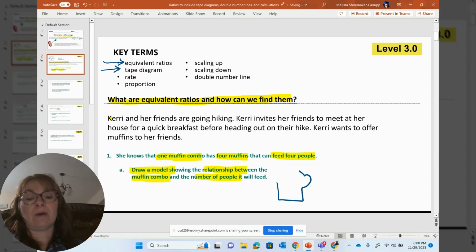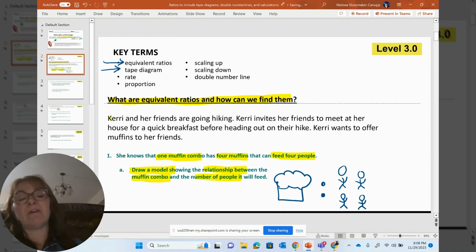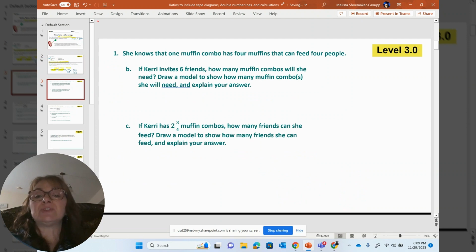So I have a muffin combo. Does it really look like that? No. This is just something that represents the muffin combo. How many people will it feed? I'm going to draw a colon so we can get used to seeing that with our ratios. It feeds 1, 2, 3, 4 people. So one muffin combo feeds 4 people. We're just making a picture that shows the relationship. We're going to use the same idea to solve these two problems.